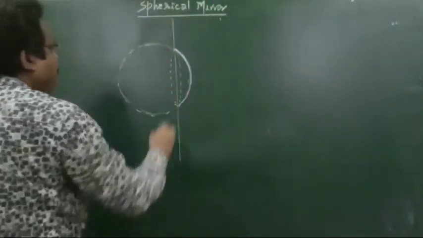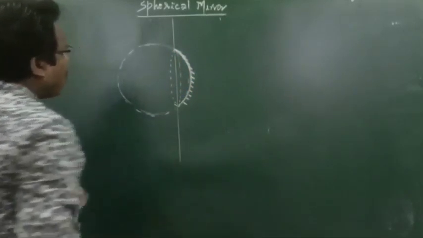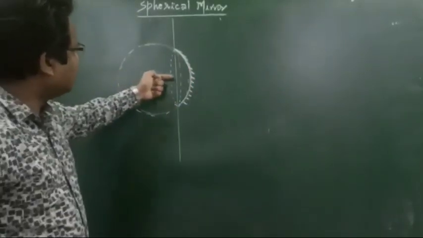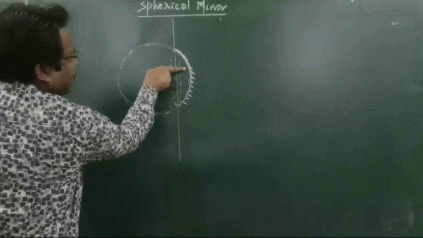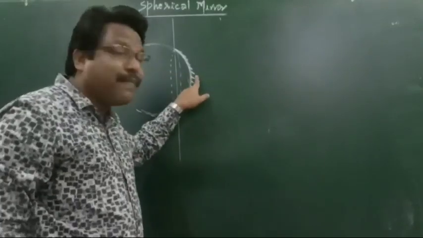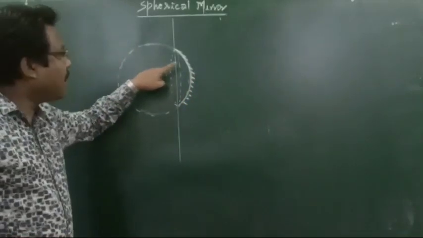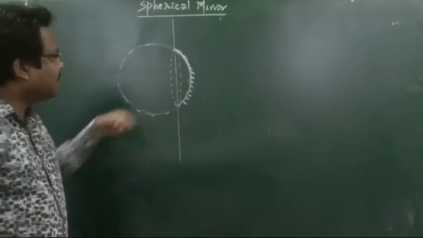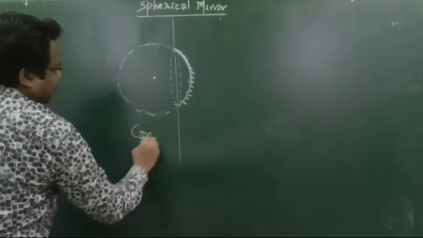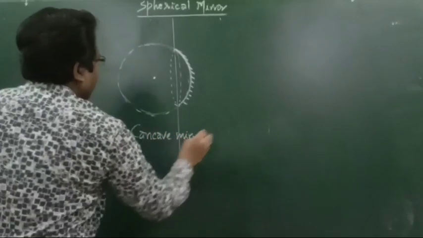Now if I polish it or silver it from the convex part, then this part is the opaque part, and from this side it is reflecting. This interior part becomes reflecting. The concave part becomes reflecting, and the convex part is opaque. So when the convex part is opaque and the concave part is reflecting, this becomes a concave mirror.